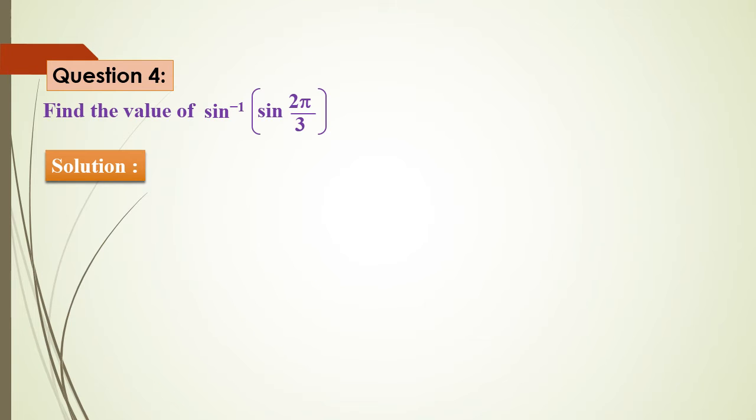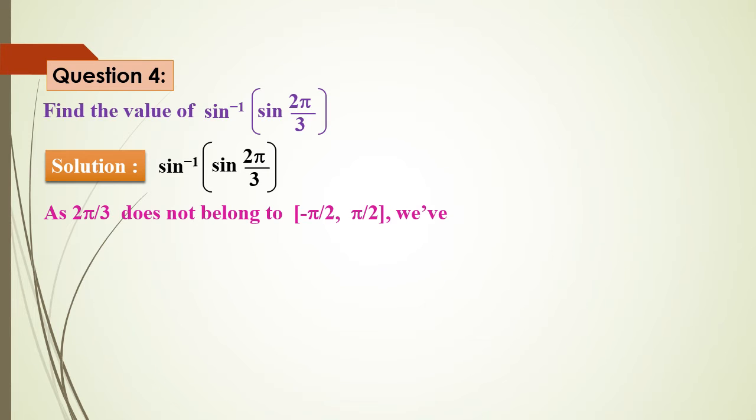Okay, next, as you people know very well, the range of the sine inverse trigonometric function is minus pi by 2 to plus pi by 2. If sine inverse and sine get cancelled here, 2 pi by 3 will be remaining, but this value exceeds the range of the sine inverse trigonometric function. So it can be simplified in this way.